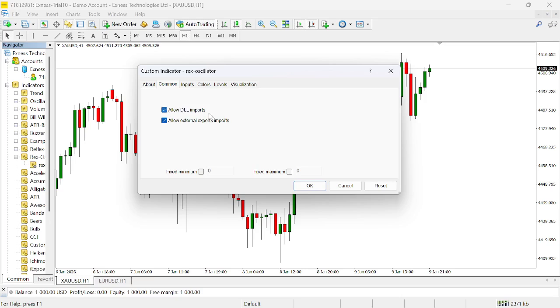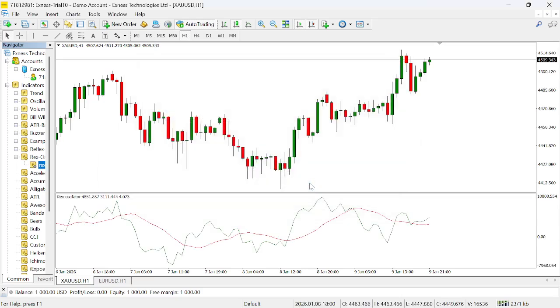Remember to allow DLL inputs, and just like that, we have the indicator on a separate window on our chart. As you can see on the MT4 chart, the Rex Oscillator consists of two main components: a green line, as you can see here, that represents the oscillator's value and reflects current market momentum, and a red line, this over here, that acts as a signal line confirming the direction of the trend.